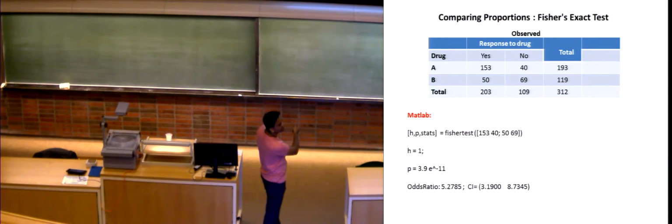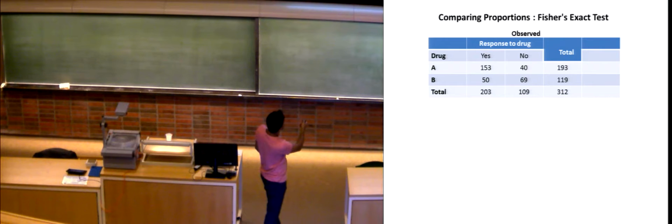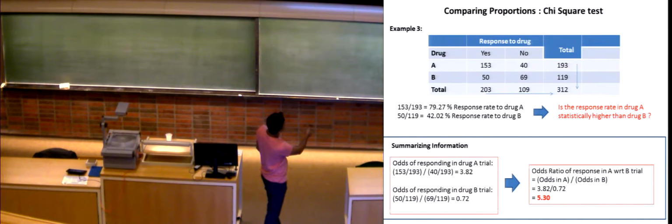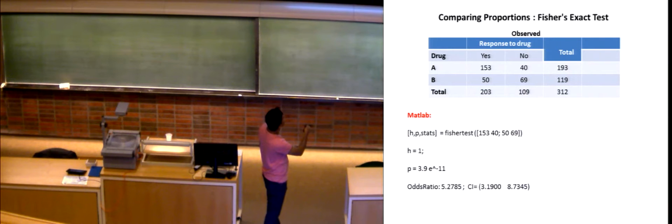That's 5.27. Now you see, Fisher's has given 5.27, and what we computed last time was 5.3. So they're close together, even if you do not use Fisher's. So one can use either way. But apart from that, Fisher's will give you the confidence interval for the odds ratio. So one can definitely say with 95% confidence that the odds ratio will vary from 3.1 to 8.7.